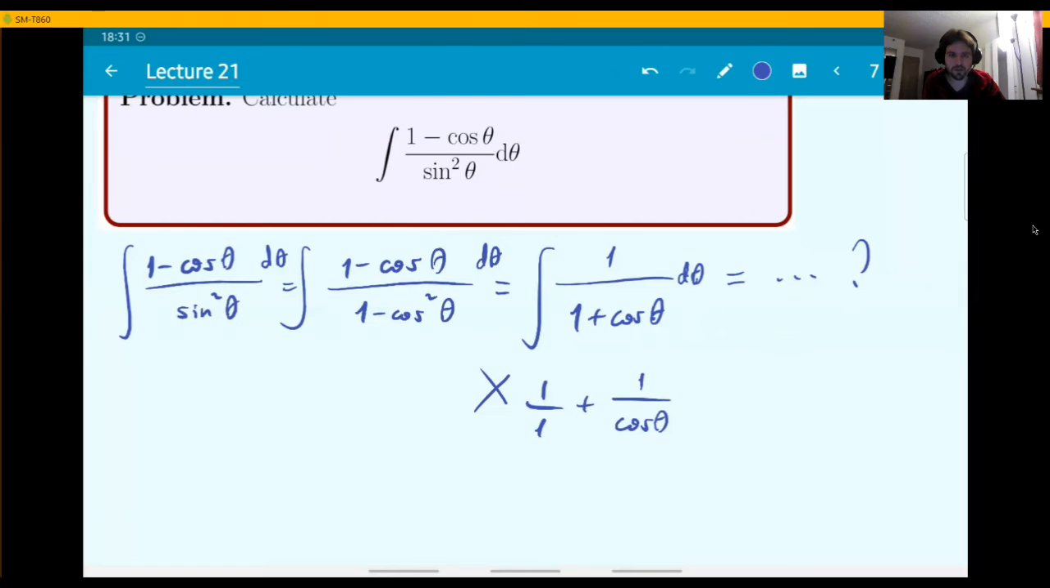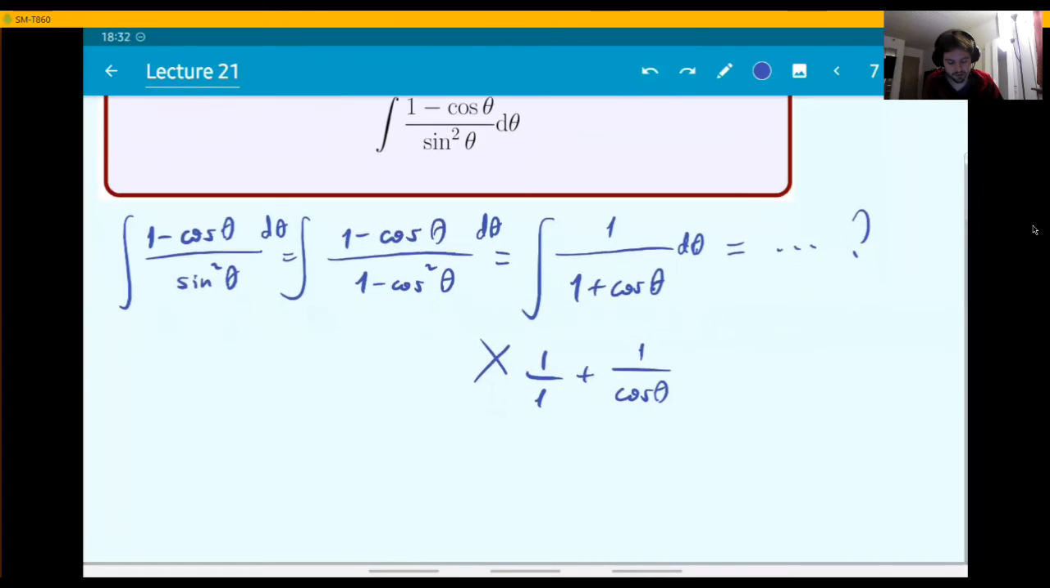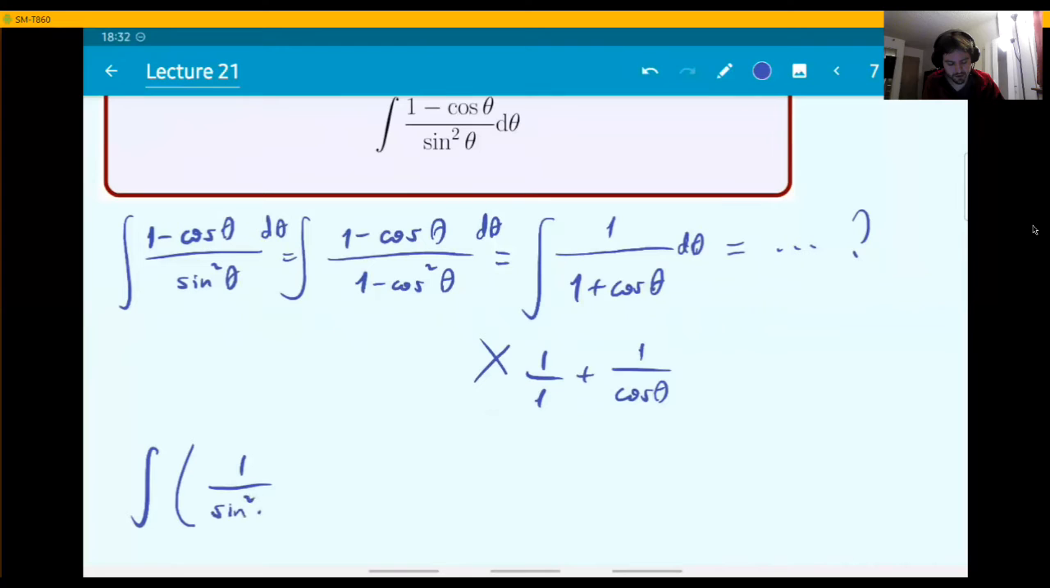What is going to help then? Well, look at the original expression. You can split up the numerator because you have just one term in the denominator. You can certainly do this: 1 over sine squared minus cosine theta divided by sine squared theta. As it turns out, these are both functions that we should recognize. We know that they are derivatives of something.